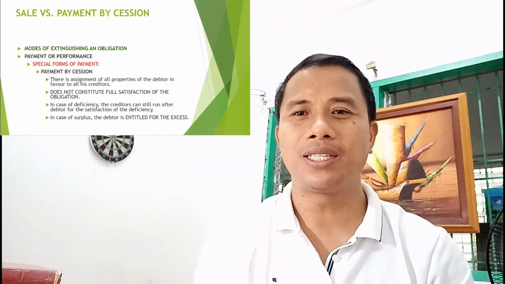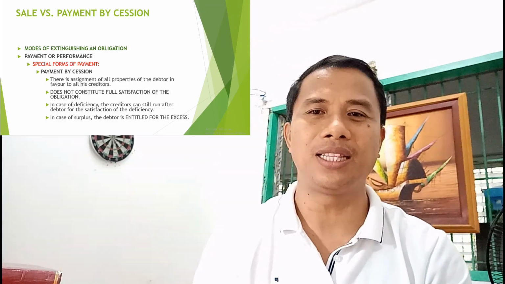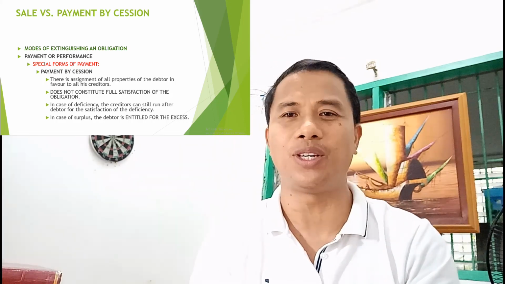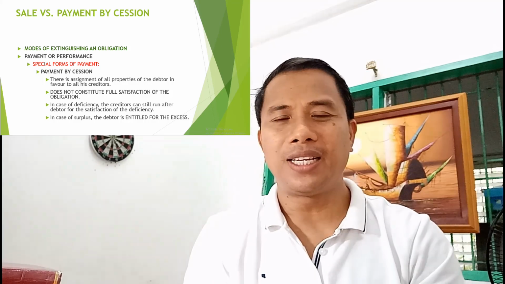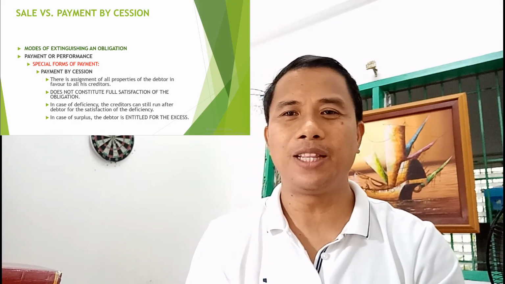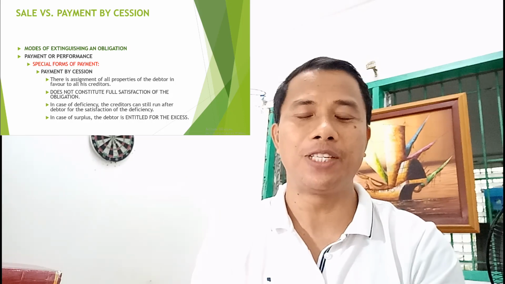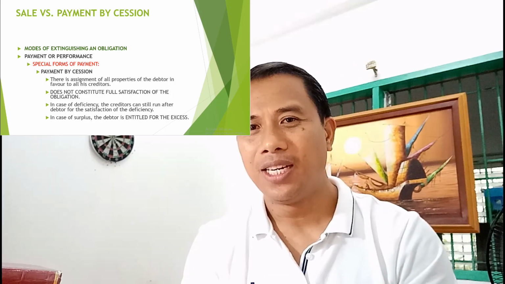So what happens in payment by cession is that the debtor will give up all his assets, or abandon his assets, or assign his assets in favor of the creditor. Now, the creditor will then sell the assets of the debtor and apply the proceeds to their respective receivables or claims.